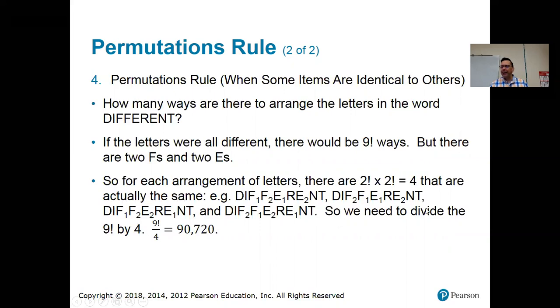So again, for each arrangement of letters, there are 4 that are actually the same. So if you want the accurate count of how many ways there are to arrange these letters that actually look different, there would be 9 factorial divided by 4, which comes out to 90,720. Okay. So I'm about to give you a formula for this. You will never have to do this kind of problem exactly like this. You can just use the formula. I just wanted to give you an idea of where the formula came from.